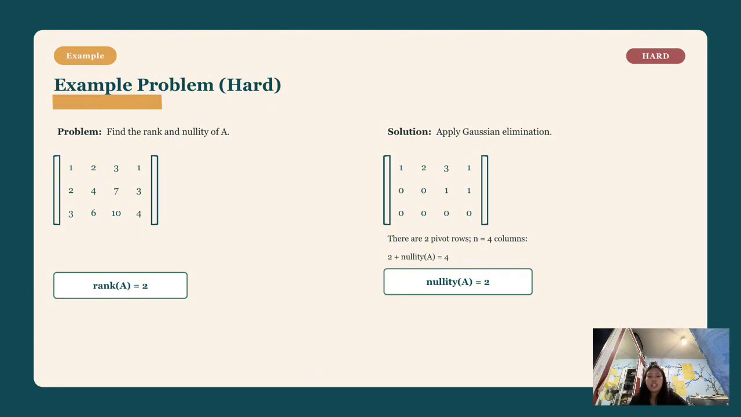The matrix contains 4 columns. So applying the rank nullity theorem, 2 plus nullity equals 4, so nullity equals 2. So this tells us that the matrix has 2 independent rows and 2 free variables.